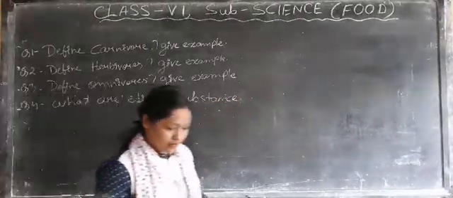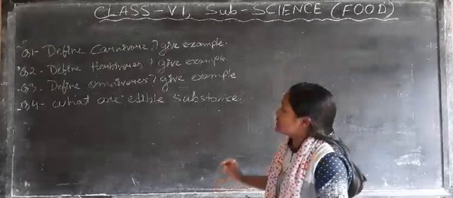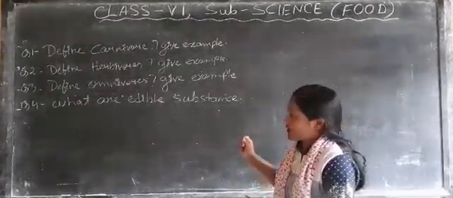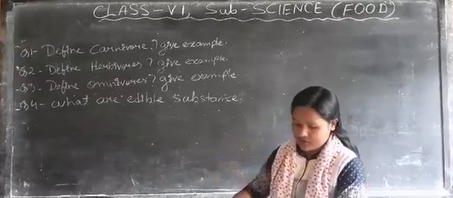Okay, define carnivores, give 2 examples. Define herbivores, give 2 examples each, and define omnivores, give 2 examples. And next is what are edible substances.